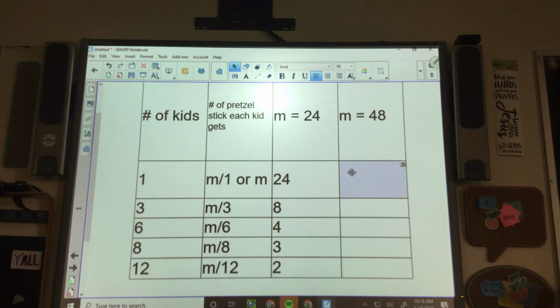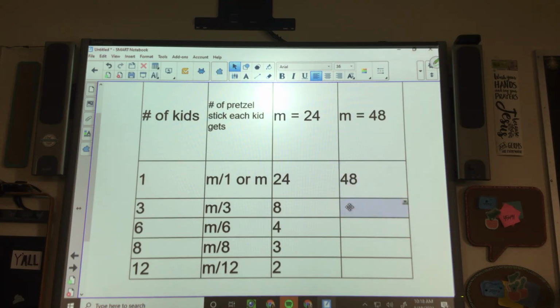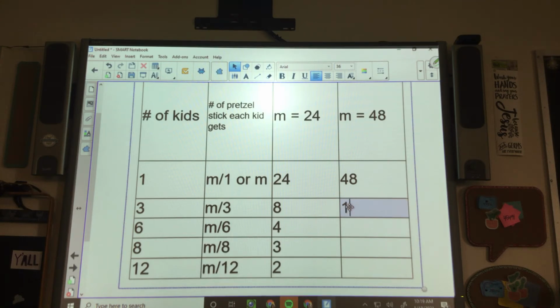We need to do 48 what? Divided by 1. 48 divided by 1 is 48. Man, I would love to be that kid. Now 48 divided by 3. What's 48 divided by 3? 3 times 7 is 21. 16. Yes, 16. Nicely done.